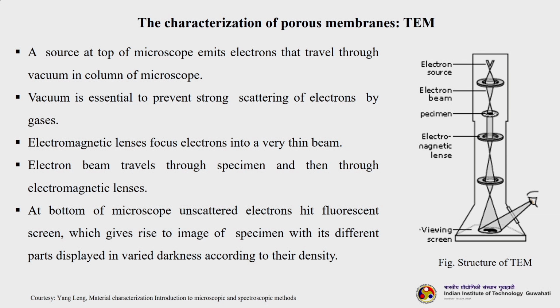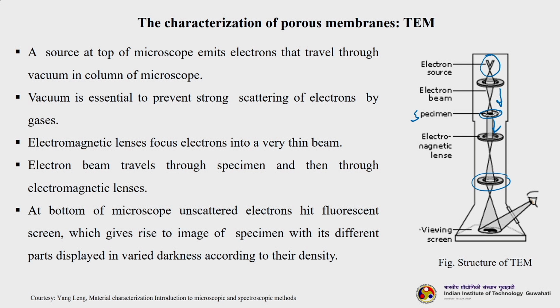So, this is the structure of the TEM. You can see the electron source is here, then the beam is coming down. Here the specimen is being held, that means the membrane or polymeric material, whatever it is. Then the electrons that are transmitted through the specimen come to this electromagnetic lens, which magnifies and projects to another lens here. Then whatever comes out of this particular lens can be viewed on a screen.